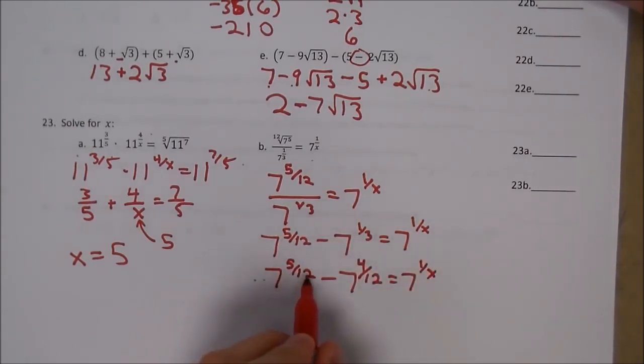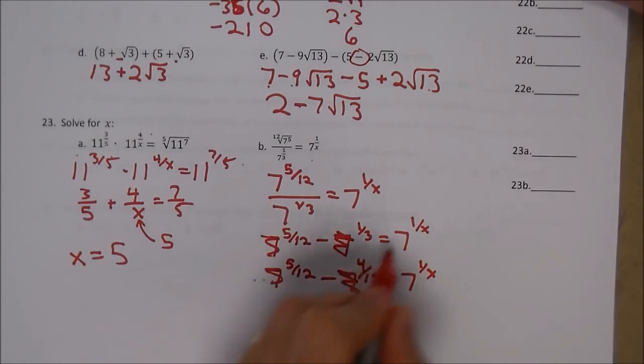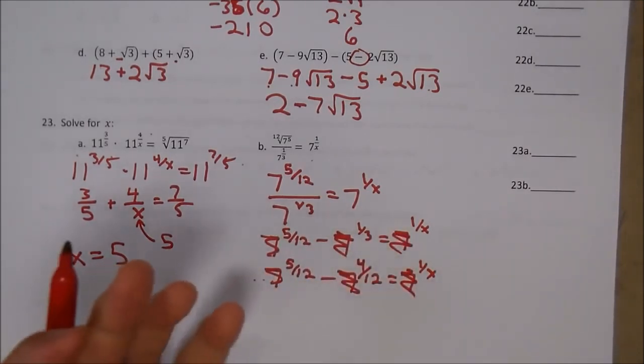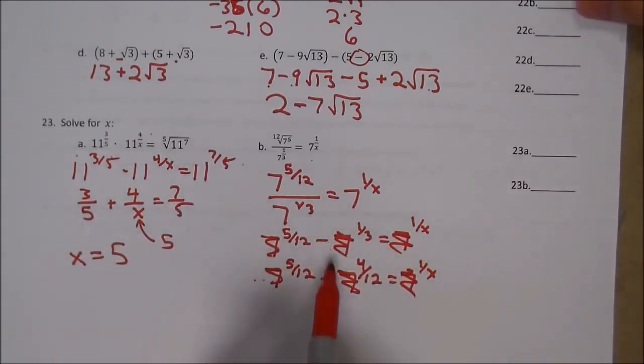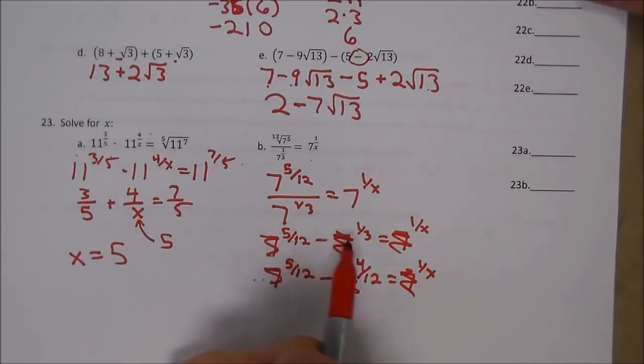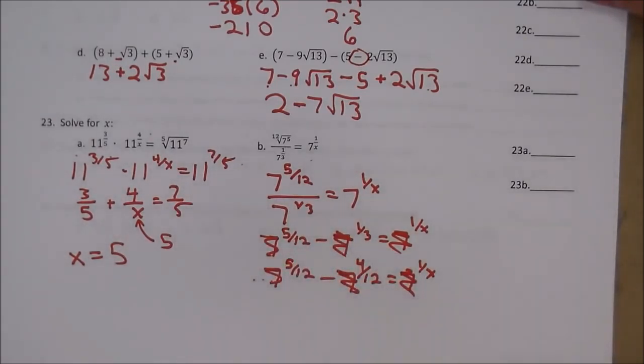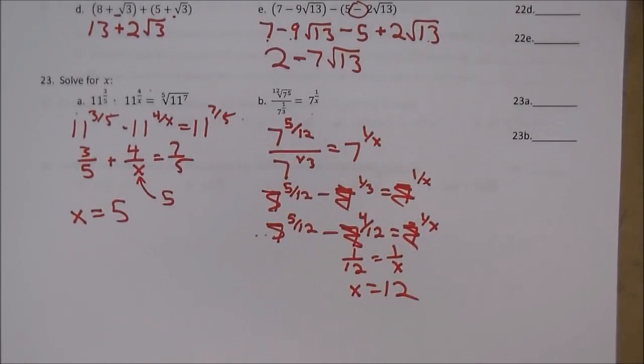And now I have 5/12. It would be 5/12 minus, really I should drop these off here and just have, got ahead of myself, just looking at the exponents if I get rid of those because it's not really subtraction. But 5/12 minus 4/12 equals 1 over x. Well, 5 minus 4 is 1, so 1/12 equals 1 over x. X should equal 12.